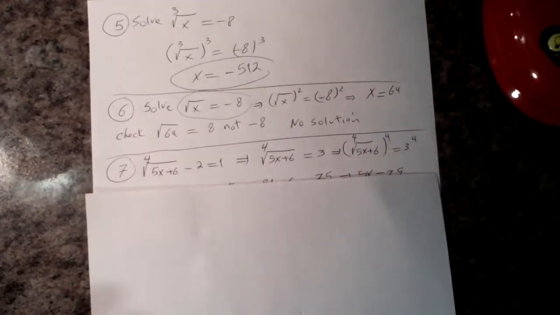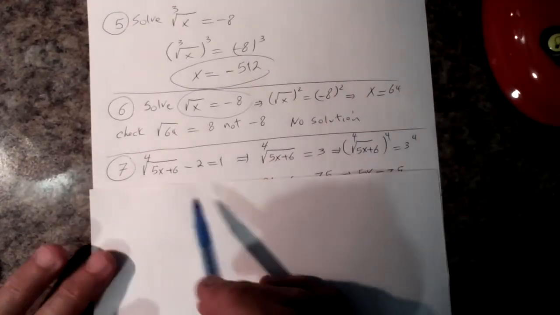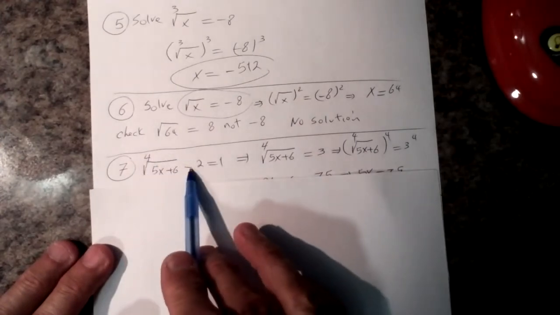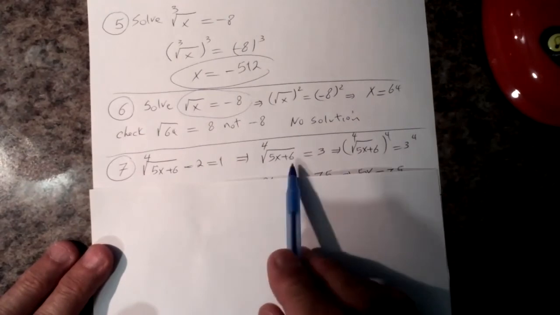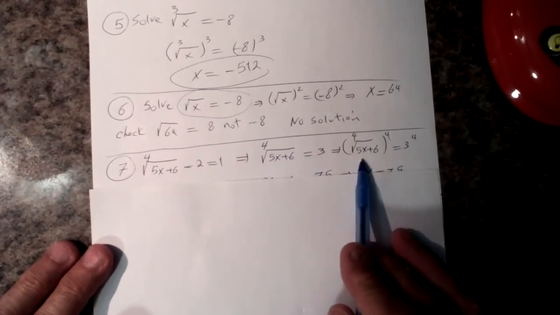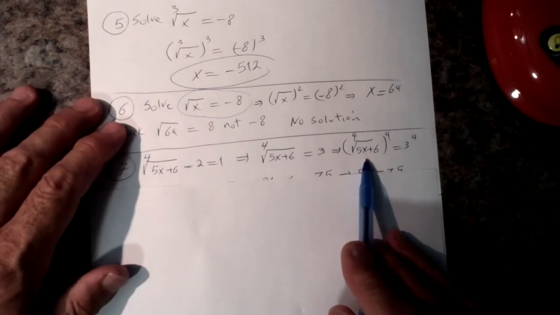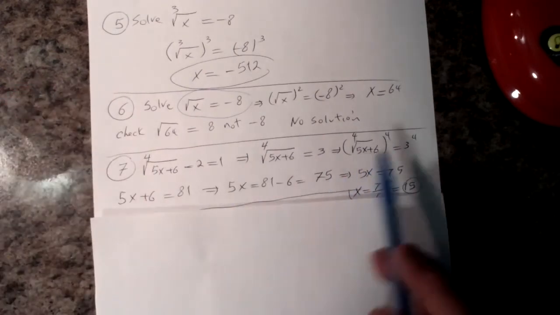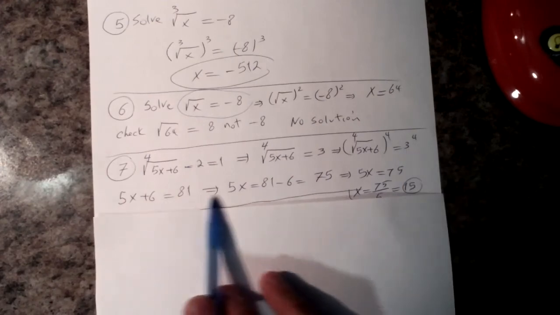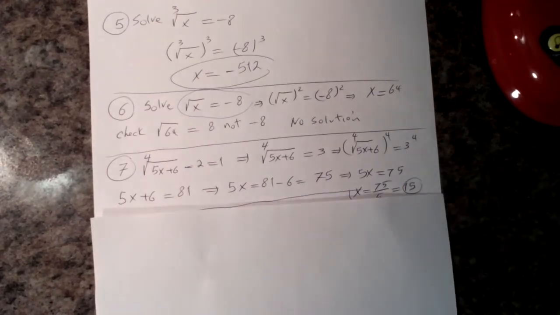In this one, remember, before you solve the problem, you have to have the radical by itself. So you move the negative to the other side first. Then you raise both sides to the power of 4. When you do that, 5x plus 6 is released from the radical, and 3 to the power of 4 is 81. And the rest is just a simple equation to solve.